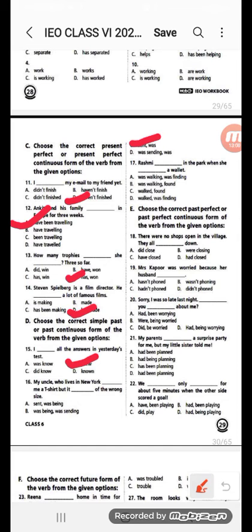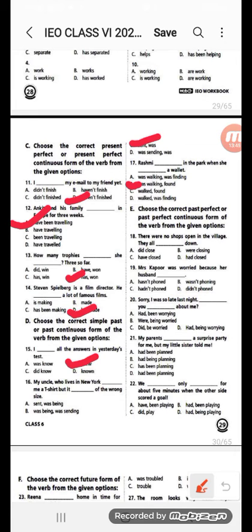Number 17. Rashmi was walking in the park when she found a wallet. Now, exercise E. Here we have to choose the past perfect or past perfect continuous tense. Past perfect tense denotes an action that was completed at a specific time in the past and before the beginning of another action. It takes the form had plus past participle form of the verb.